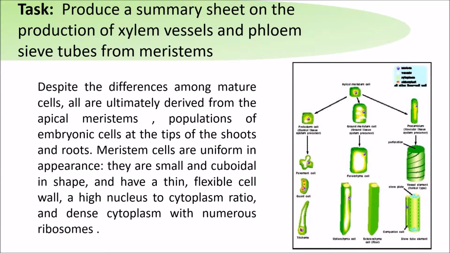Meristem cells are uniform in appearance. They are small and cubical in shape and have a thin, flexible cell wall and a high nucleus to cytoplasm ratio, and a dense cytoplasm with numerous ribosomes.